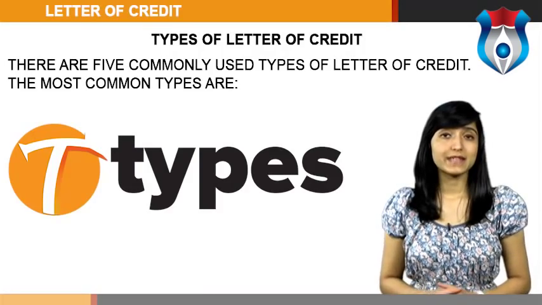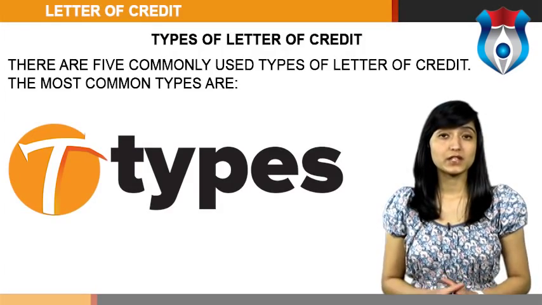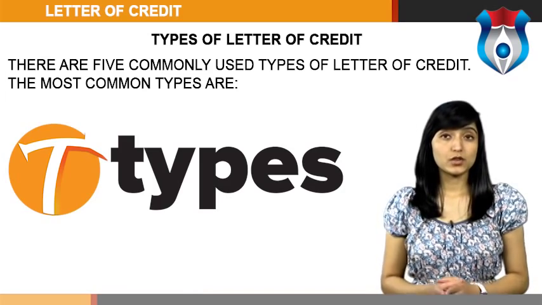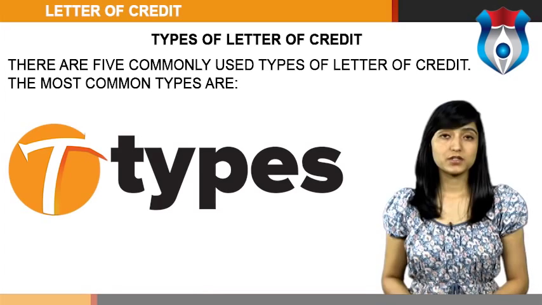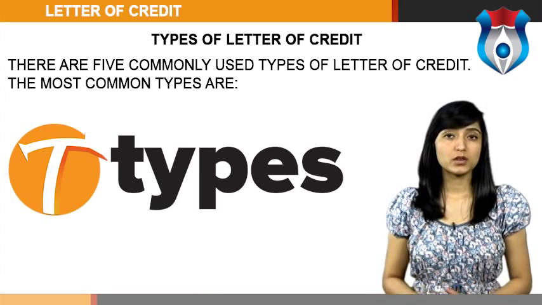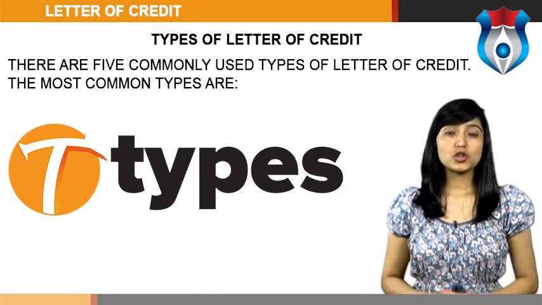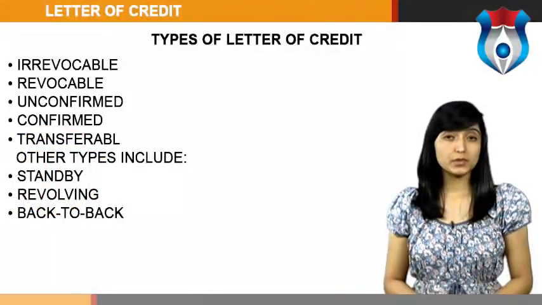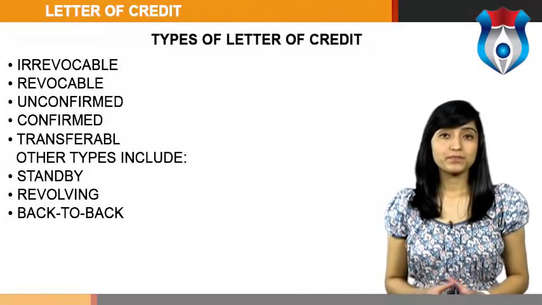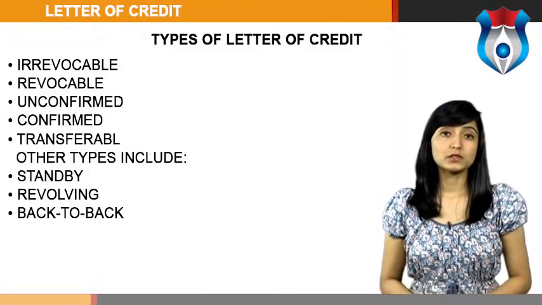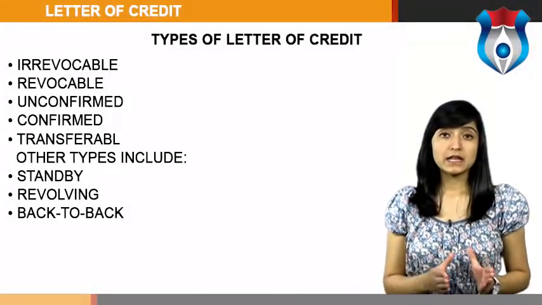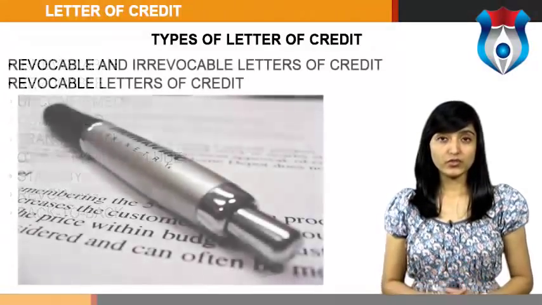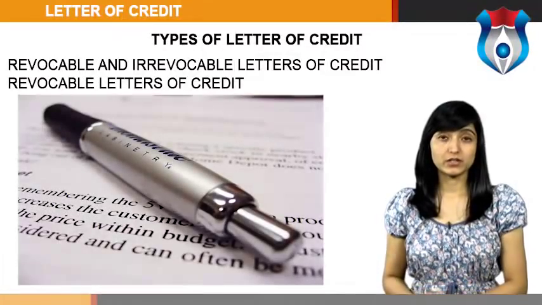Now moving on to the next topic, we will study the types of letter of credit. There are 5 commonly used types of letter of credit. Each has different features and some are more secure than others. The most common types are irrevocable, revocable, unconfirmed, confirmed, transferable. Other types include standby, revolving, back-to-back, revocable and irrevocable letters of credit.